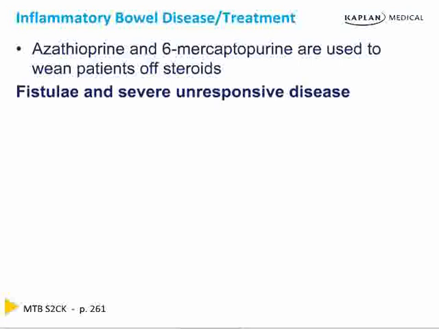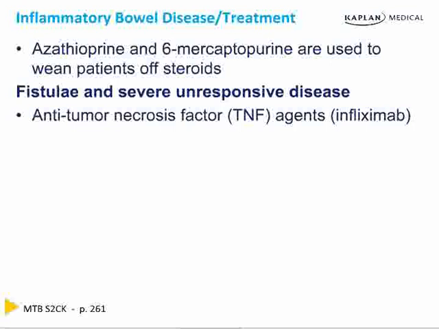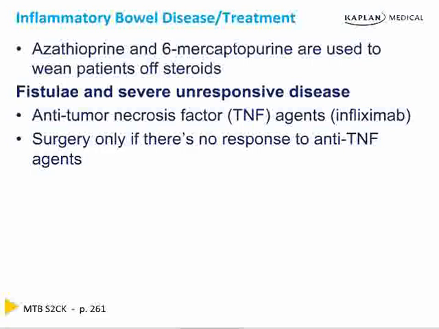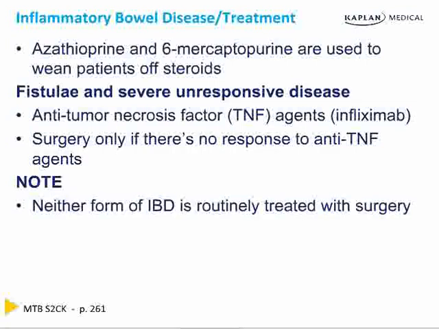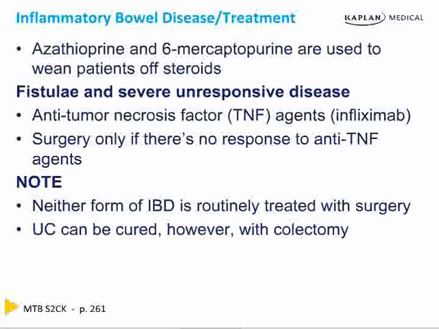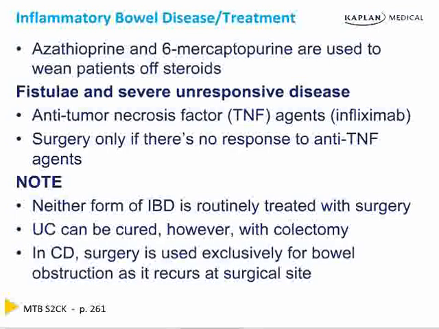Patients who have fistula and severe unresponsive disease need to be on anti-tumor necrosis factor agents such as infliximab. Remember, these patients must have TB testing done prior to the administration of infliximab. Surgery is only done if there's then no response to the anti-TNF agent. Remember, neither form of IBD is routinely treated with surgery. Ulcerative colitis can be cured, however, with a colectomy, and in Crohn's disease, surgery is used exclusively for bowel obstruction as it can recur at the surgical site.